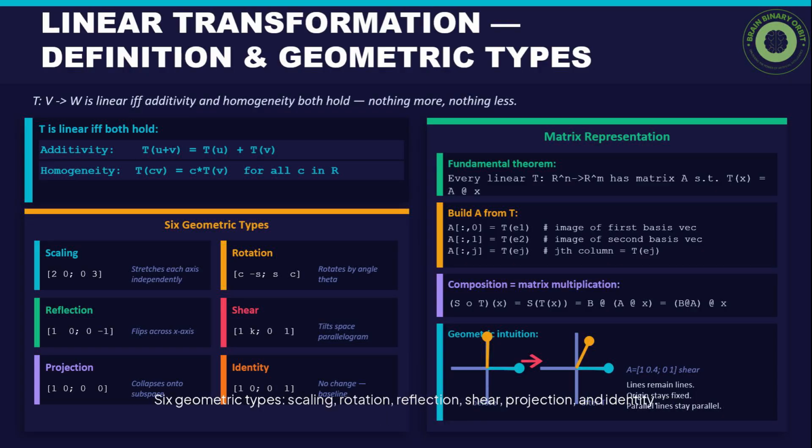Six geometric types: scaling, rotation, reflection, shear, projection, and identity. Composition of two linear maps is matrix multiplication. T followed by S equals B times A times x.